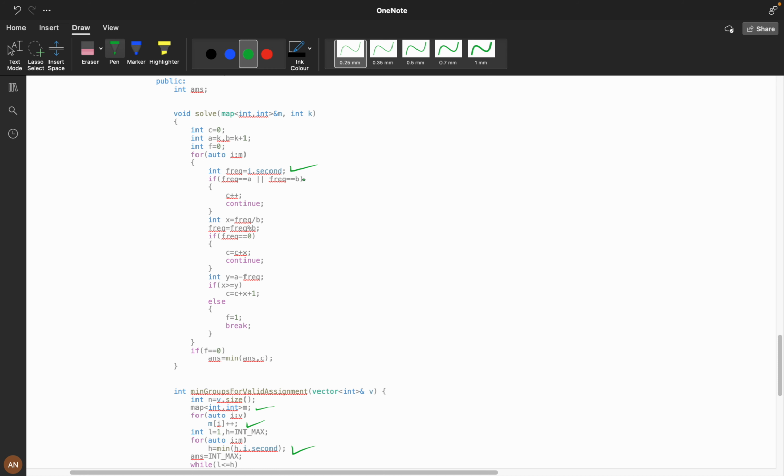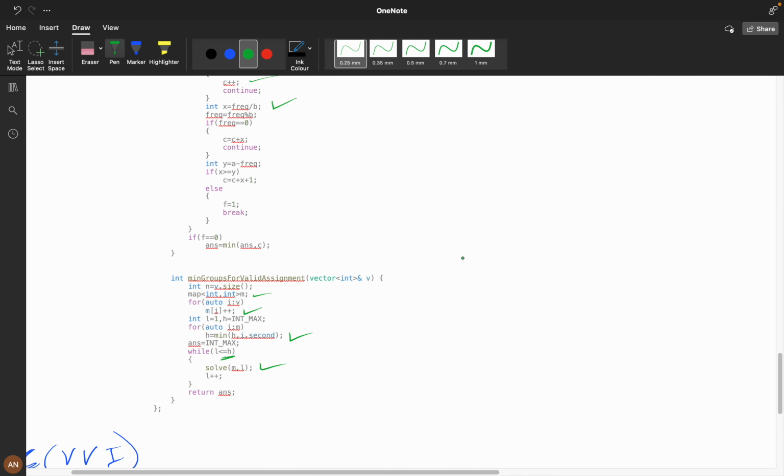So we see this is my frequency. If frequency is A or frequency equals to B, where A and B we considered as 4 and 5, if the frequency is 4 or my frequency is 5, then I will directly increment. And X is equals to frequency of B. We have calculated here.